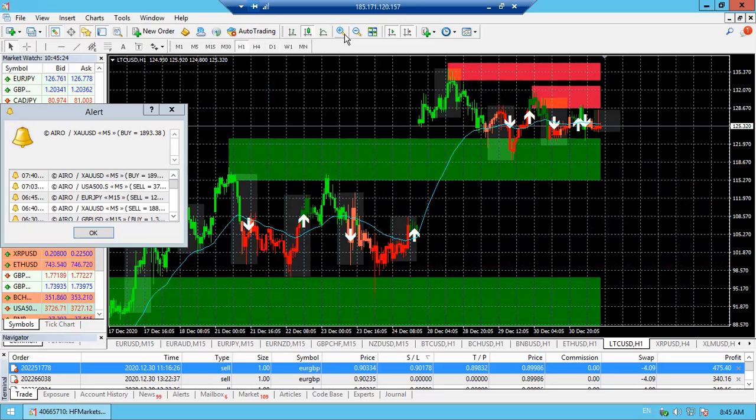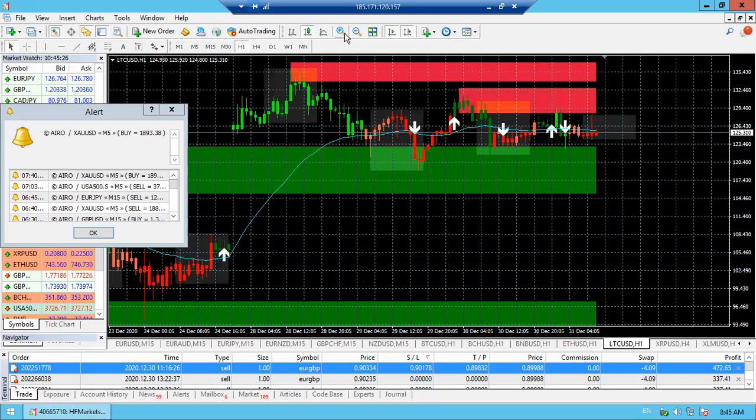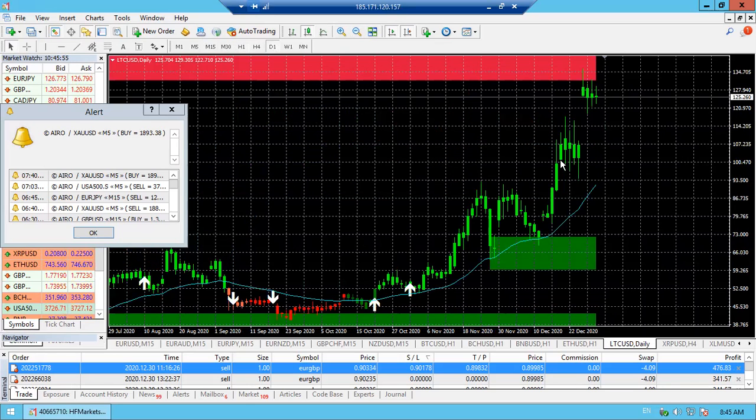So I will zoom in and see what happens. First of all, I want to place my trade on 1 hour. And like we said, if you want to place a trade on 1 hour, you have to first of all go down to a daily time frame.